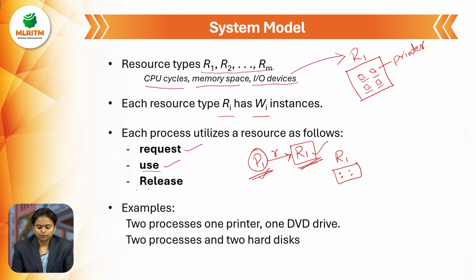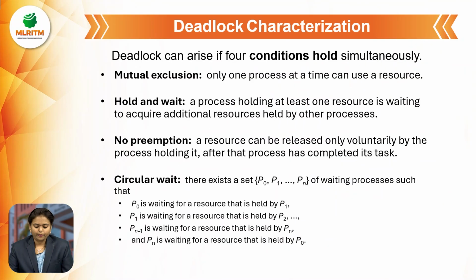After using, release means after using the instance of that particular resource type, that will be released. For example, here two processes, one printer and one DVD drive, and two processes and two hard disks. These are the resources available for the purpose of execution of process.